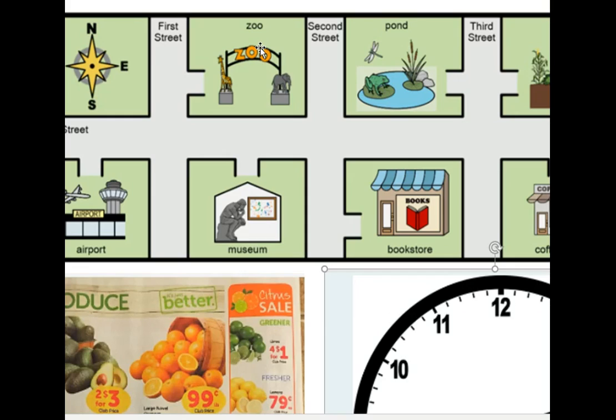What is south of the zoo? Well, if we're looking at the compass here, the key, this S means south. It's going to be pointing below the zoo. So the museum is south of the zoo.